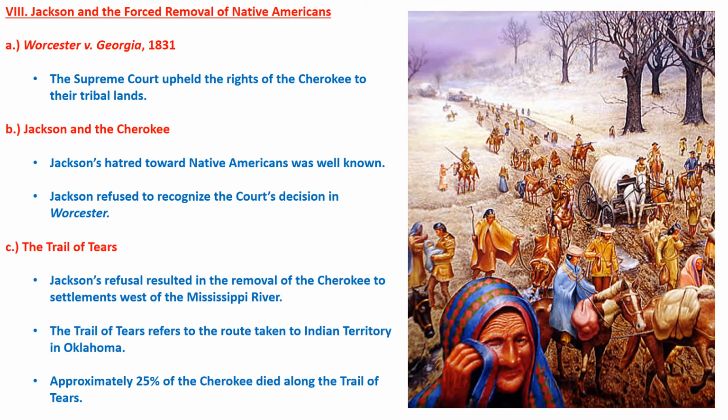But Jackson, who was president at the time, was well known as an enemy of Native Americans, and he refused to recognize the court's decision in Worcester, allegedly saying that Chief Justice John Marshall has made his decision, now let him enforce it. Jackson's refusal to enforce Worcester v. Georgia's decision resulted in the removal of the Cherokee to settlements west of the Mississippi River along the so-called Trail of Tears. And approximately 1/4 of all of the Cherokee died along the Trail of Tears as a result of Jackson's refusal to enforce the law, or excuse me, the ruling.